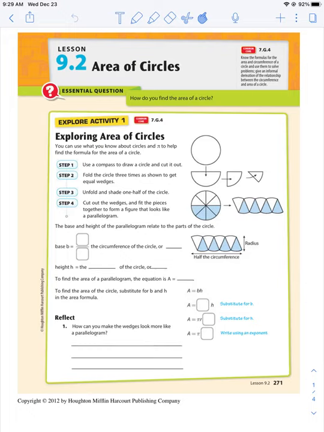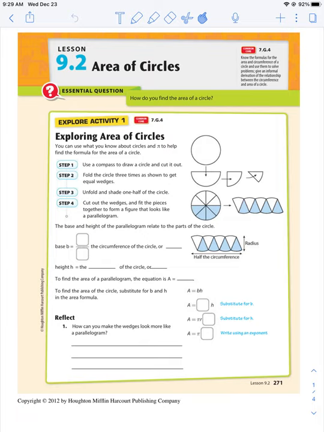Hello, 7th graders. In lesson 9.2, we are going to learn about the area of circles. Now, we're going to use pi again because it's a circle calculation. But just like we did with circumference, before I give you the formula, we're going to explore a little and see if we can figure it out ourselves.